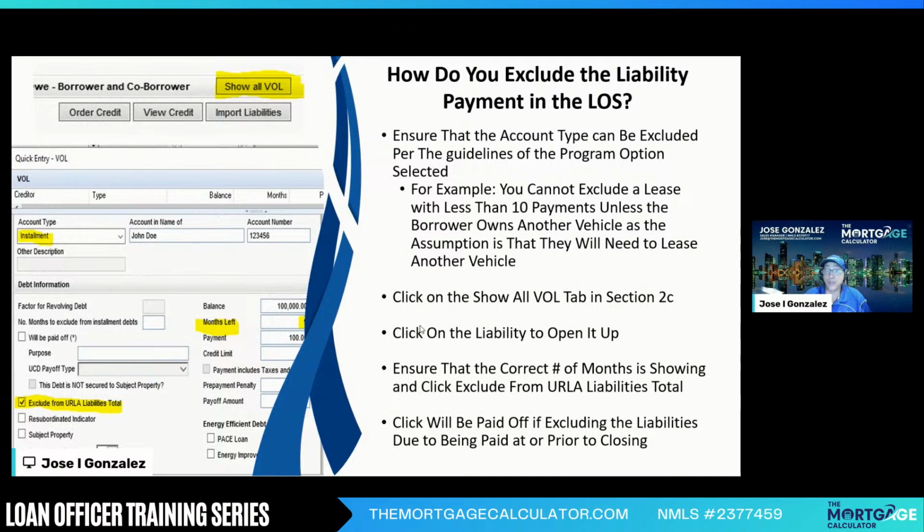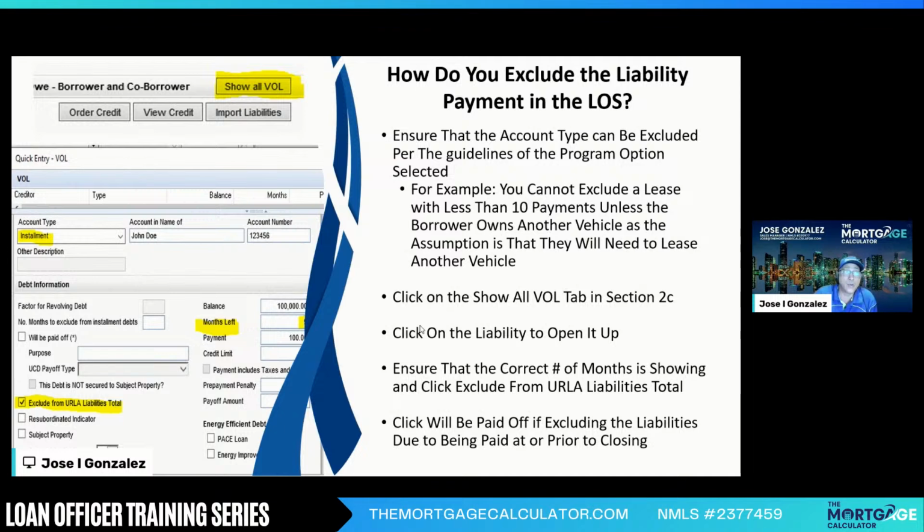Now, if there is no lease payment at the inception of the application, there's nothing to exclude. They can't say, "Oh, we're going to add a lease payment in here because we know your borrower is not going to walk everywhere or ride their bike." They can't say that, but they will not exclude an existing lease. The assumption is they're going to get another lease. So that's one of the examples of accounts that you can't exclude.